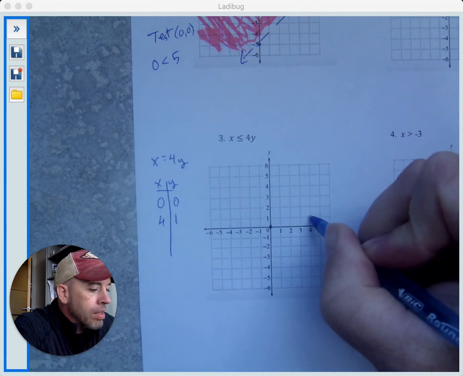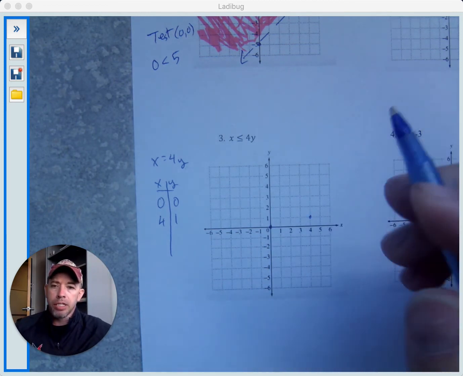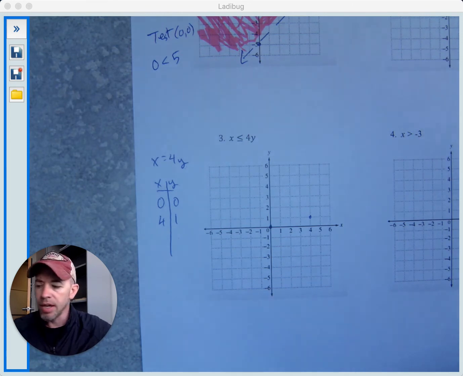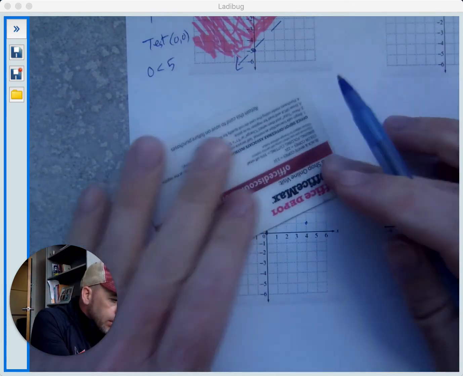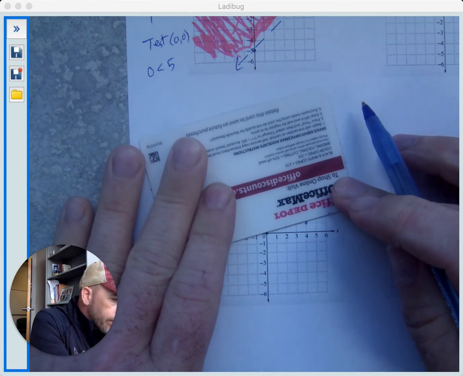Will this line be solid or dashed? Hopefully you said solid because we have the equal to bar, right? So I'm going to make a nice solid line here connecting those two.